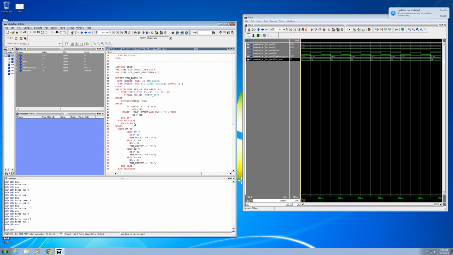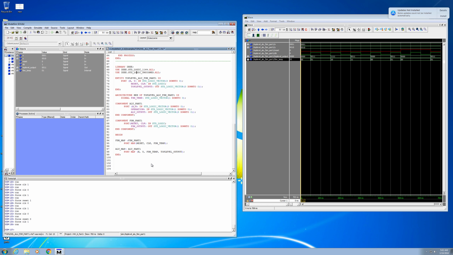As the process current state, when state 0, next state equals state 1. This is just going through the states sequentially. The output is at 0, 0. When state 1, next state equals state 2, output 0, 1. When state 2, next state equals state 3, 1, 0. When state 3, next state equals state 0, 1, 1.